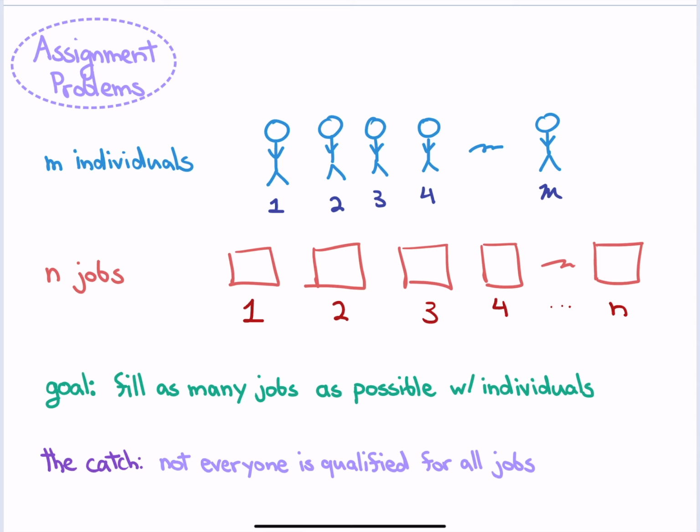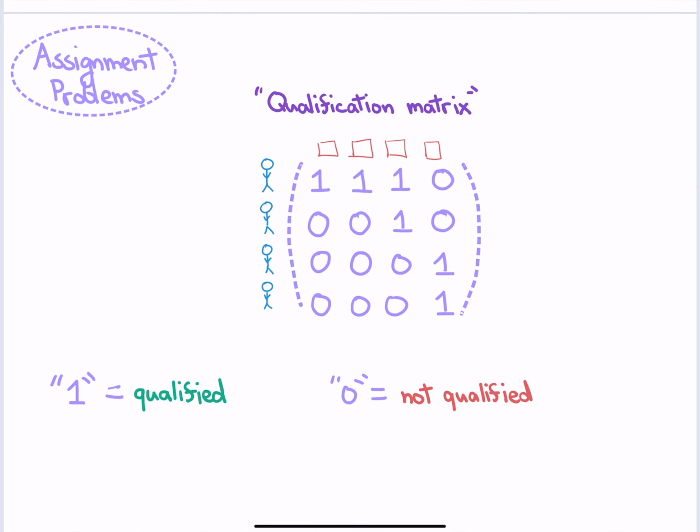You're assigning people to jobs, but not all people are qualified for all jobs. How do we solve this?